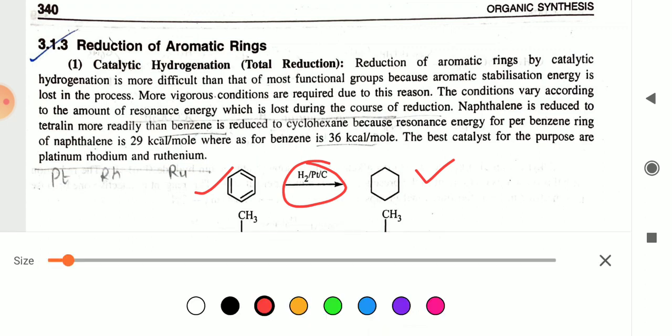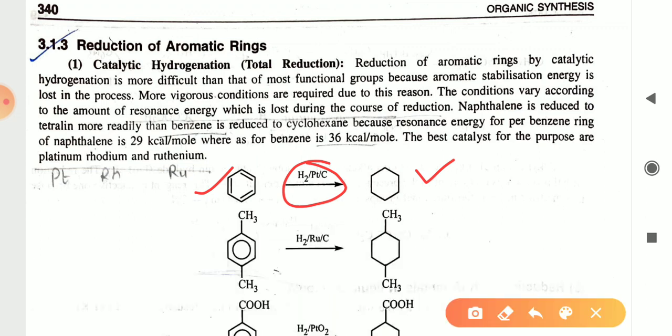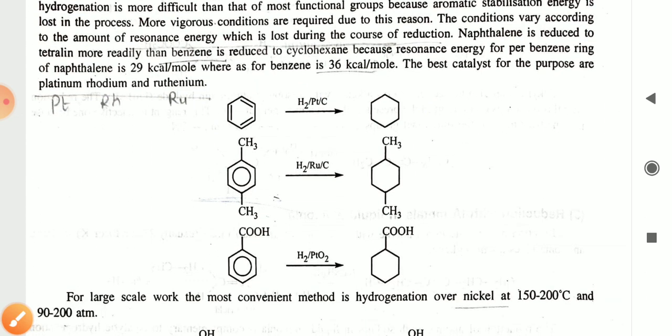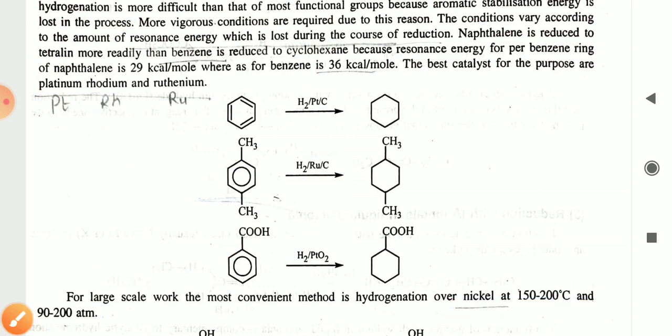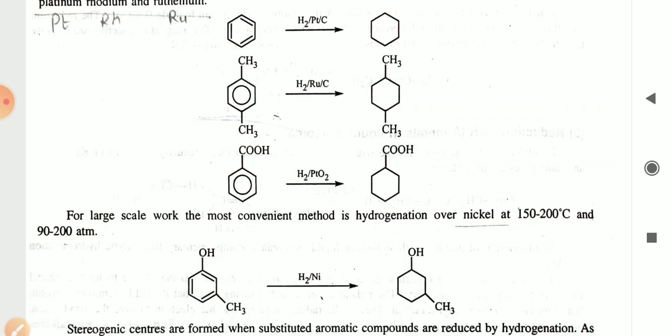In another reaction, you can see the benzene ring is reduced on the addition of ruthenium and platinum oxide reagents. This kind of reaction is a very convenient method and very much used for the reduction of aromatic rings.